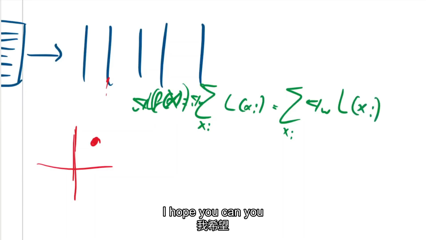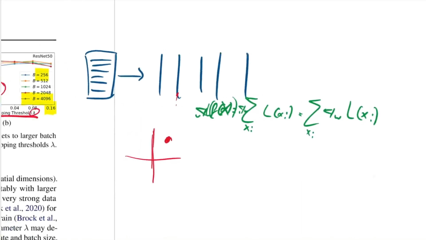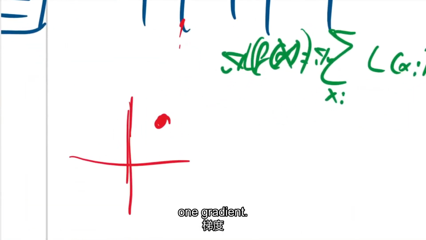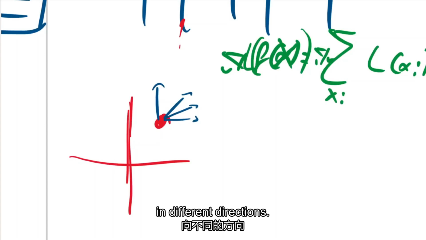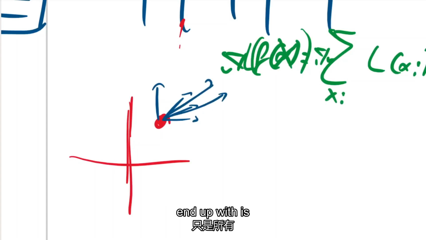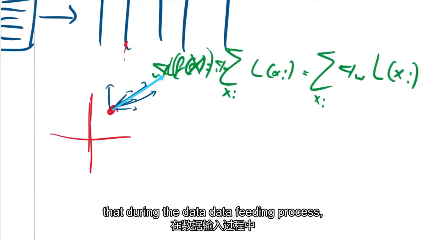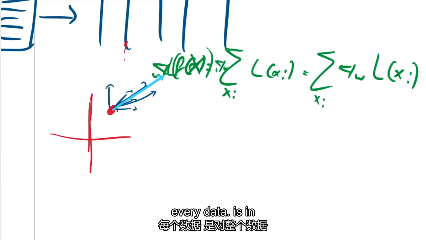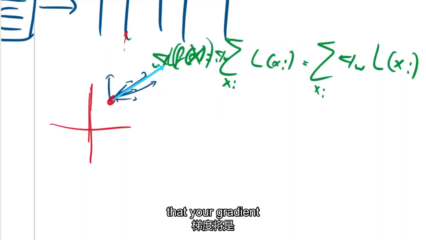So I hope you can sort of see that your gradient is going to be a sum over data points, or a mean over data points. And that means that it's not actually one gradient. This one gradient is made up by many, many data points pulling that weight in different directions. And the gradient you end up with is simply the average, or the sum, over all these gradients that the individual data points put on it. So if you now think of this in terms of gradient clipping, and you think that during the training process every data point is sort of an estimate of the whole data set, that means that your gradient is going to be noisy.